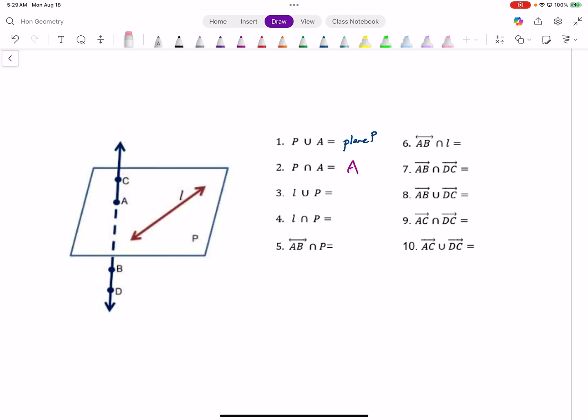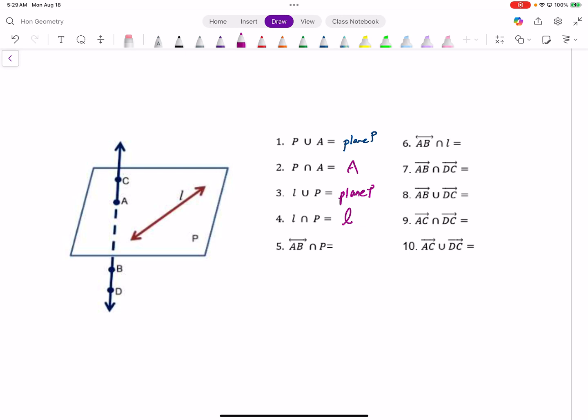Plane P and line L, the way this is drawn, because there's nothing dotted on line L, that means it's entirely in plane P, which means the union of line L, which is in plane P, and plane P is going to be plane P. Okay, but the intersection will be line L, because that's what they have in common.